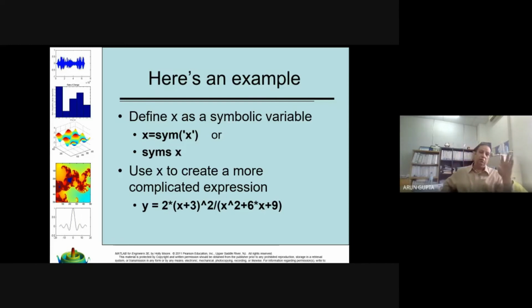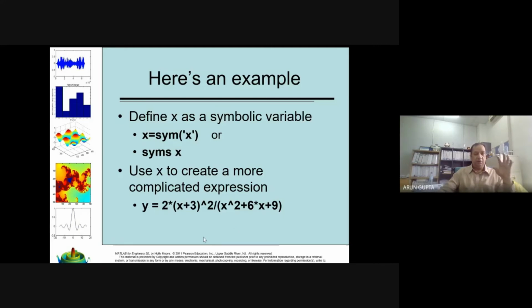You can write either way: x is equal to single quote x, or you can write syms x. And then in the next line, you can write down the equation. So what I want all of you to do, you open the script file, or you can do it in the command window also. First, if you are using MATLAB, write down clc and clear to clear all the things that you have done. Then you write down syms x and this equation.